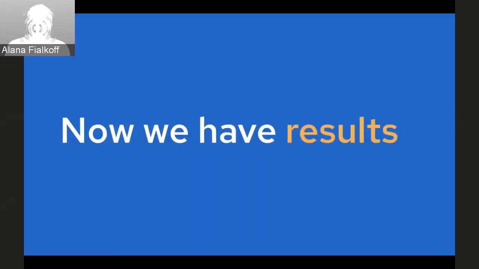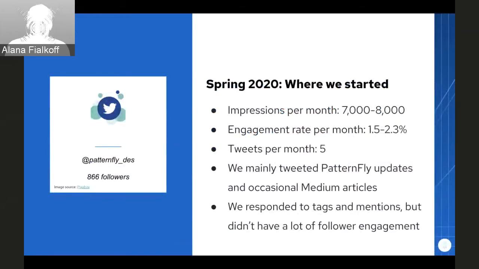Now we have results from this strategy and the 6 months we've had to watch our Twitter and Medium grow. We'll start with Twitter. In spring 2020, we had about 7,000 to 8,000 impressions per month on our tweets. That just means how many people have opened it, clicked it, or seen it on their timeline. Our engagement rate for those tweets was between 1.5 and 2.3%, and we had around 5 tweets per month. We mainly used our Twitter platform as a way to share PatternFly updates and occasional Medium articles, and we responded to tags and mentions, but we didn't have a lot of engagement with our followers otherwise. Also noting that in May, we started with about 866 followers.